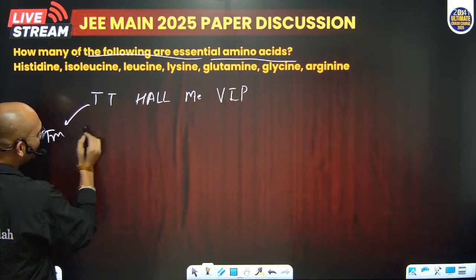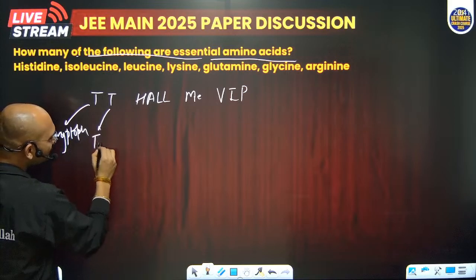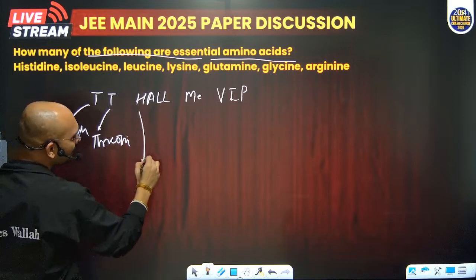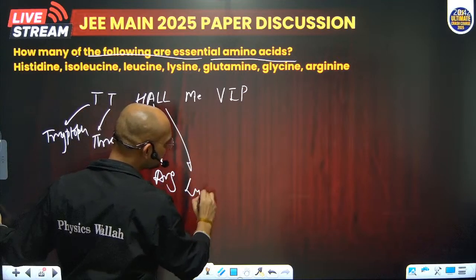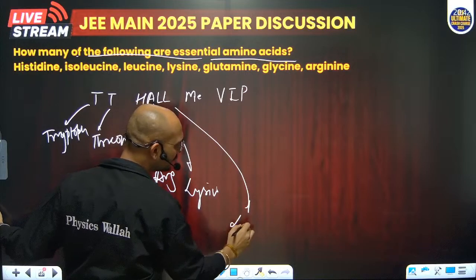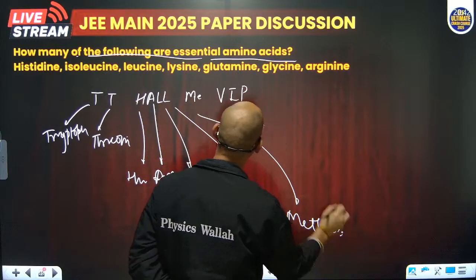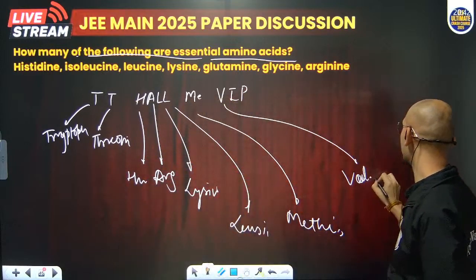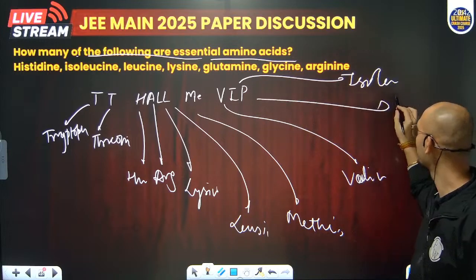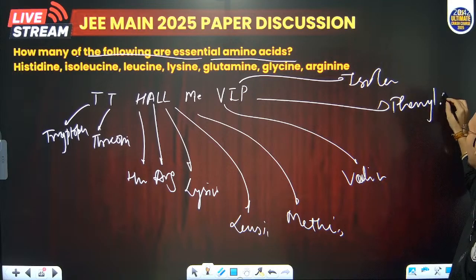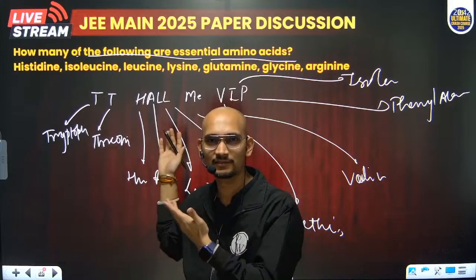So it is tryptophan, threonine, here histidine, here arginine, here lysine, here leucine, methionine, valine, isoleucine, and P is for phenylalanine. तो अगर ये आपको याद है, if you remember this, just take it.